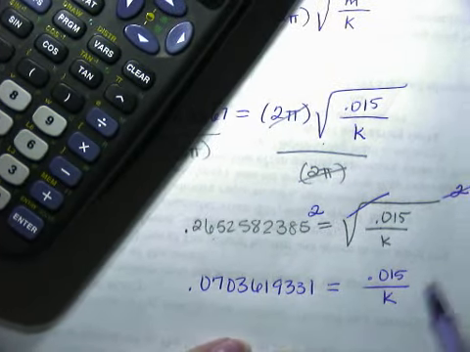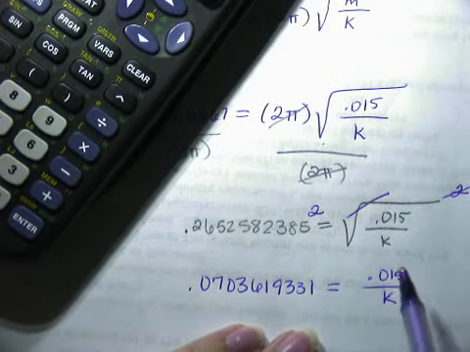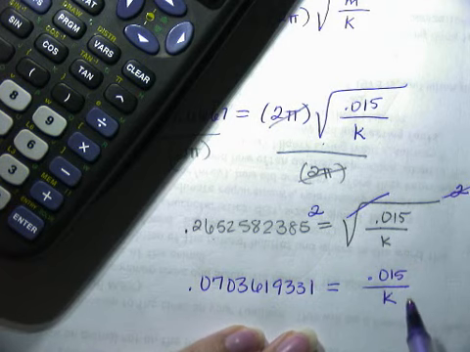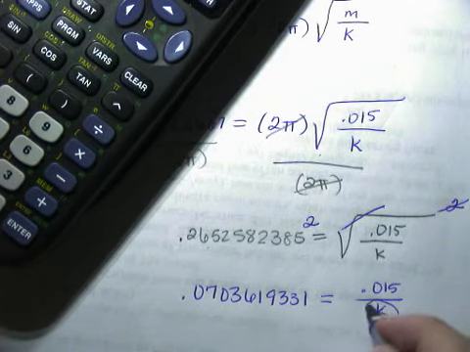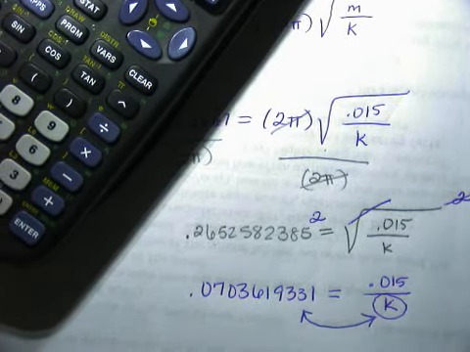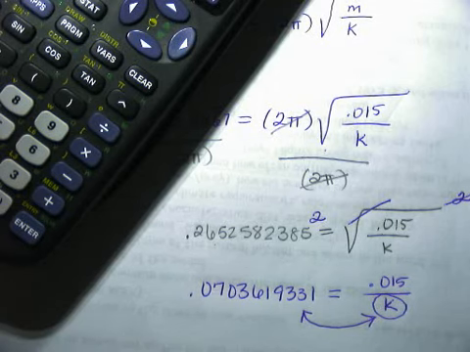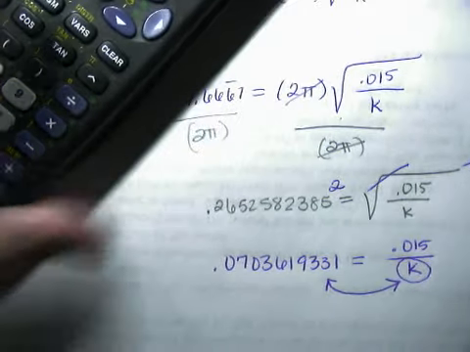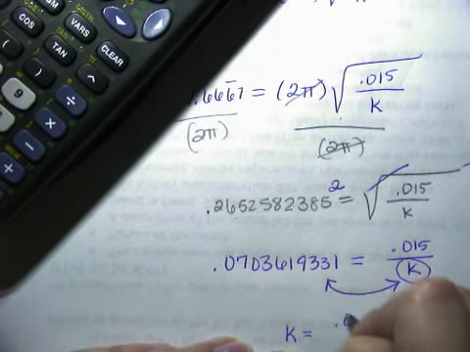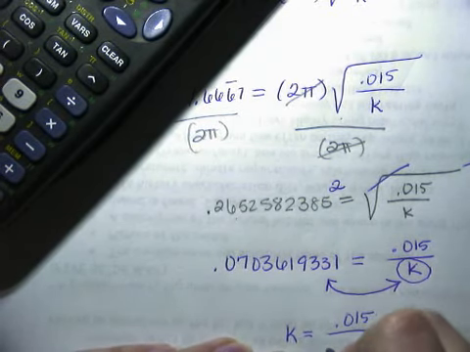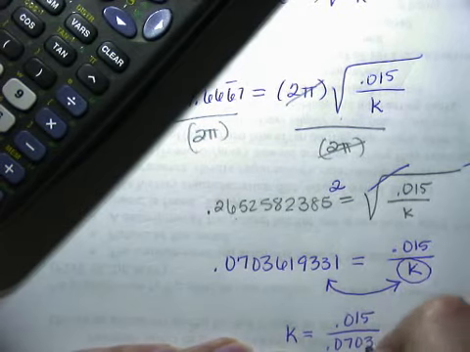At this point, a lot of students will make the mistake of multiplying those two numbers to solve for k. When your variable is on the bottom of a fraction, and only when it's on the bottom of a fraction, the easiest thing to do is just switch these two. Mathematically, that's what you end up with. So if I do that, I get k equal to 0.015 divided by 0.0703619331.